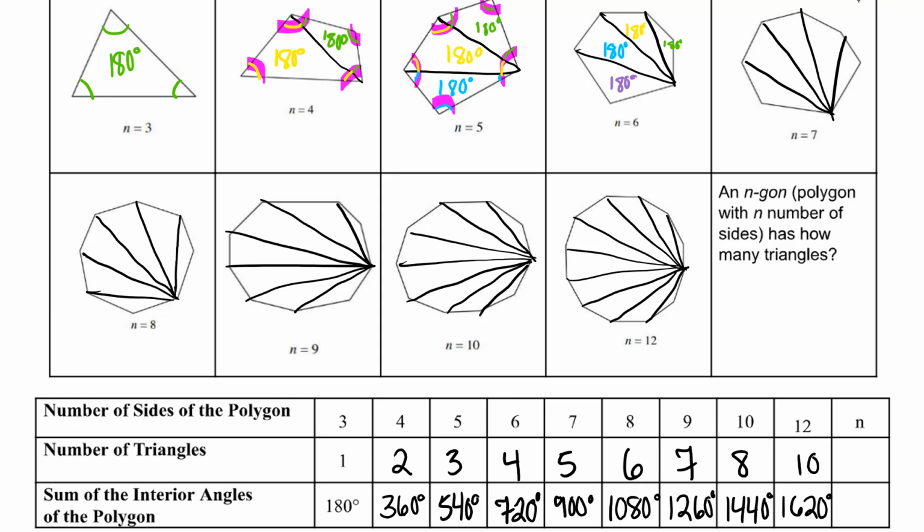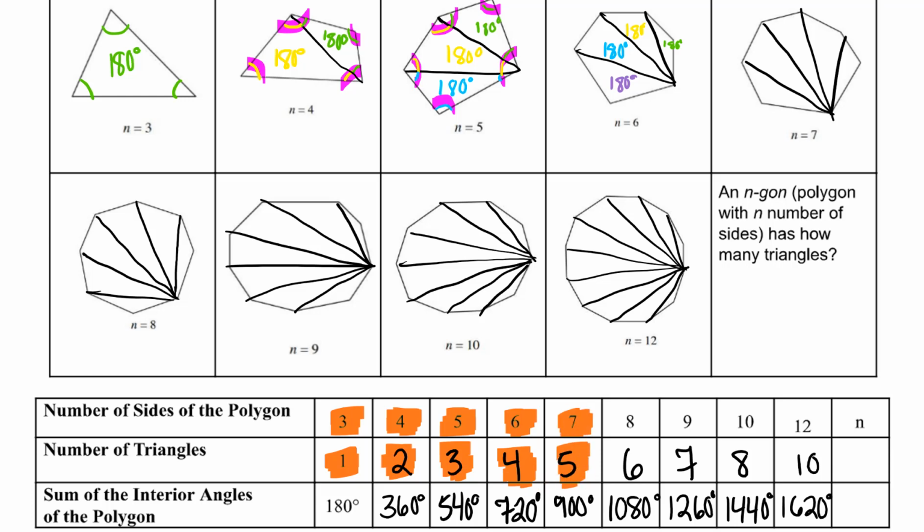All right, so once you've drawn all the diagonals to one vertex and you have filled in this table, is there some sort of a pattern? An n-gon, so a polygon with, we don't know how many sides, n number of sides, how many triangles does it have? A triangle literally has one triangle. Okay, a quadrilateral, a four-sided polygon, is made up of two triangles. A pentagon is made up of three triangles. A hexagon is made up of four triangles. A heptagon is made up of five triangles.